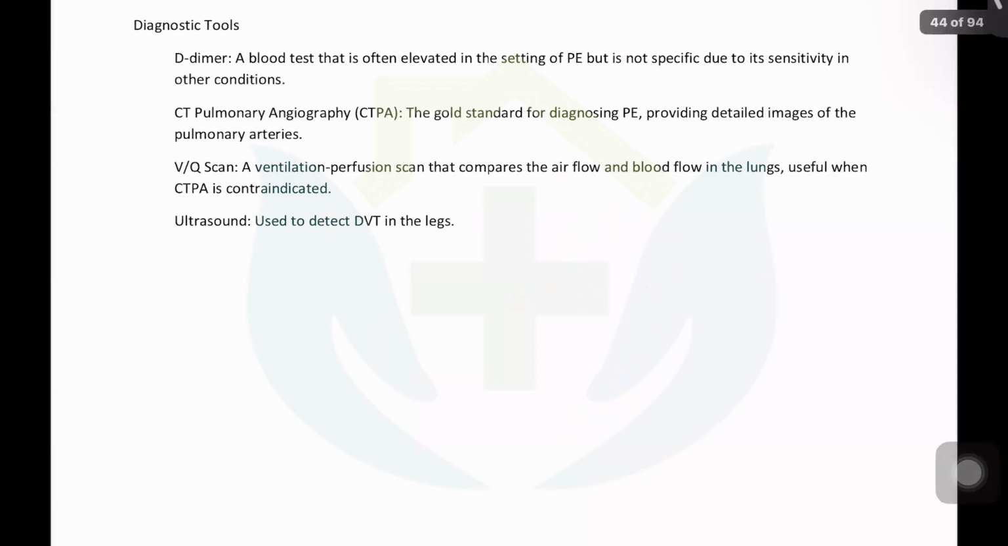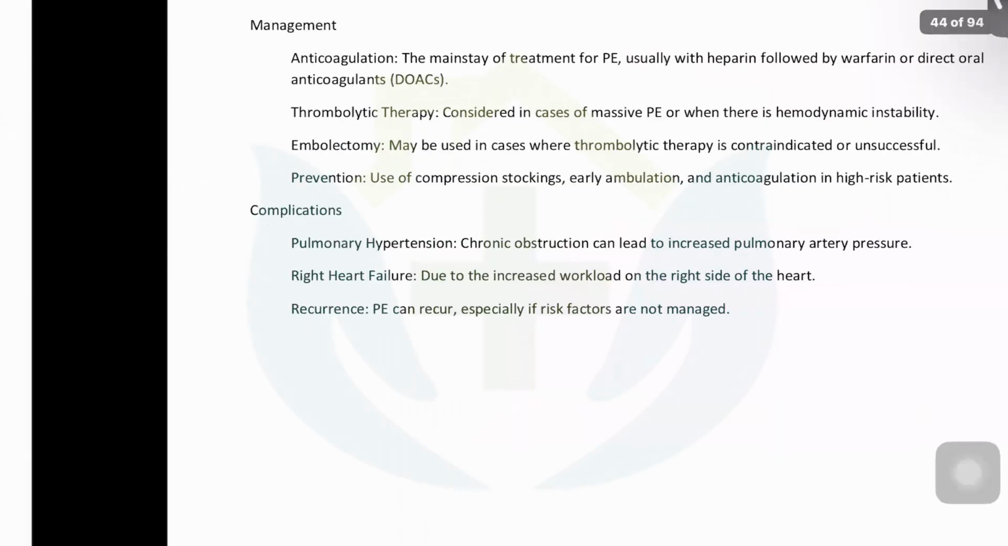Diagnostic tools are number 1, D-dimer, number 2, CTPA, number 3, VQ scan, number 4, ultrasound used to detect the DVT. CTPA is the gold standard, but if you cannot do it, then definitely echocardiogram is a very handy device. Sometimes, luckily, you can see a thrombus dangling in the pulmonary artery or in the right ventricle. You can see it, and then that becomes a cause and effect relationship. Otherwise, echocardiography will show you a dilated right ventricle, presence of a significant tricuspid regurgitation, and elevated pulmonary artery systolic pressures.